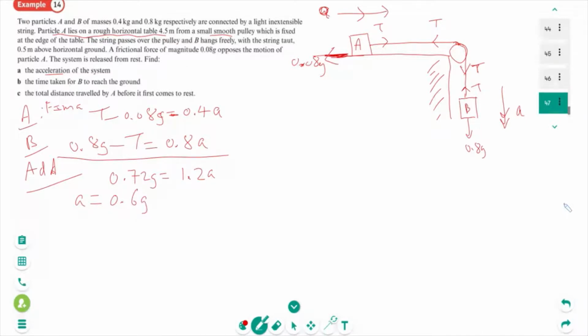You can leave it as an exact value, or if you really want to, you can do it as a decimal, but you may need the exact value for the rest of the question. It's good to make a note of 0.6 g. That's the acceleration. Any questions on that? So similar to the first example, but one is moving to the right and one is moving down.